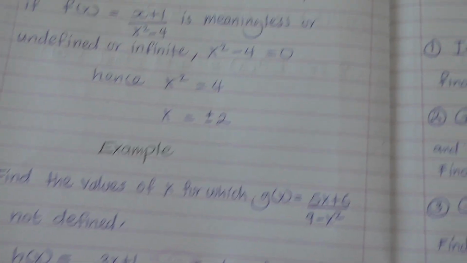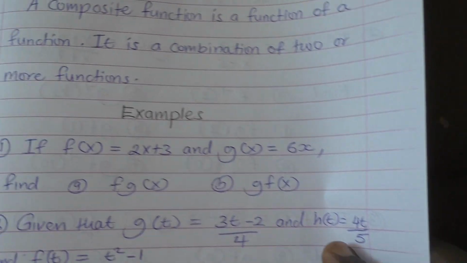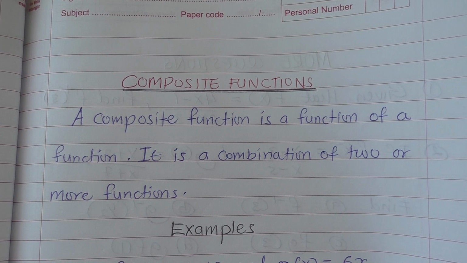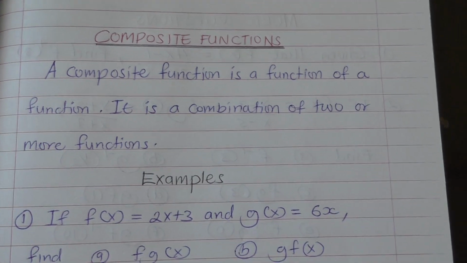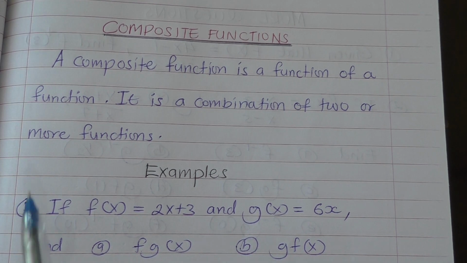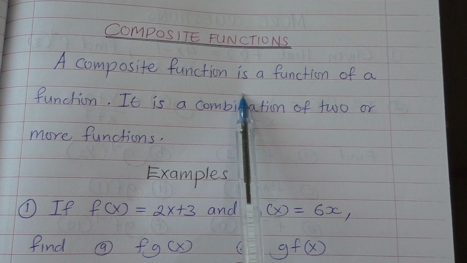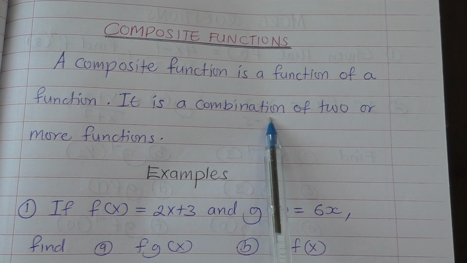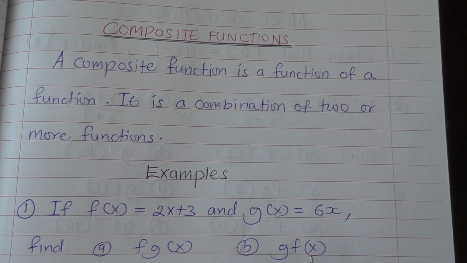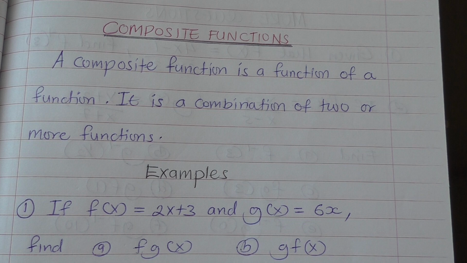Our last part of functions is now composite functions. What are composite functions and how do we get composite functions? This is the last part of functions. Composite function simply means a combination of two functions. When we combine two functions, we get what we call a composite function.